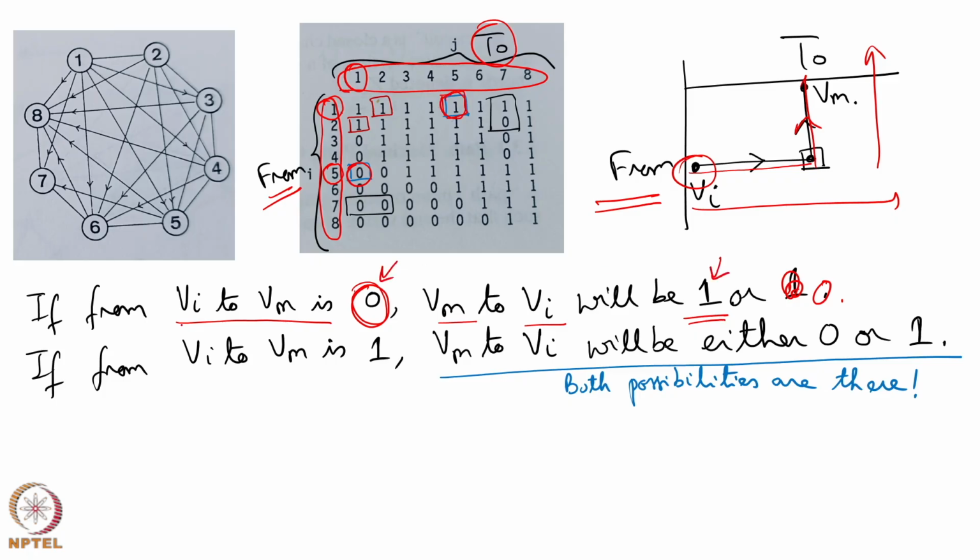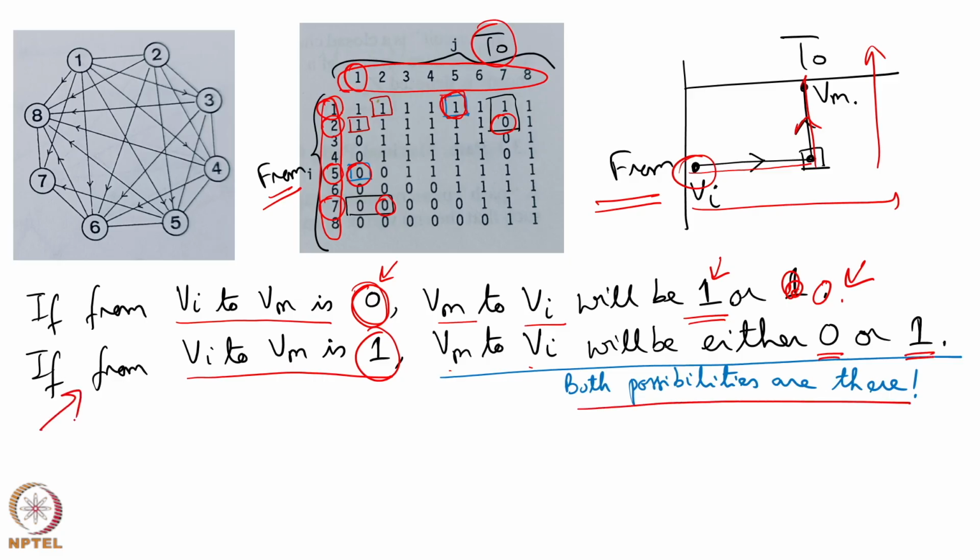Now, take another example when Vi to Vm is 0, but Vm to Vi is also 0. For example, from 7 to 2 is 0 and from 2 to 7 is also 0. So, that is a possibility. Now, conversely, Vi to Vm is 1, Vm to Vi will either be 0 or equal to 1. So, both possibilities are there.